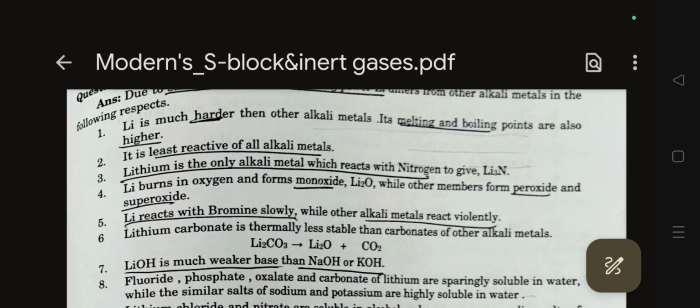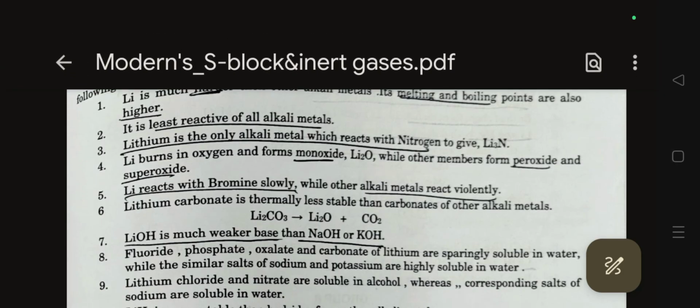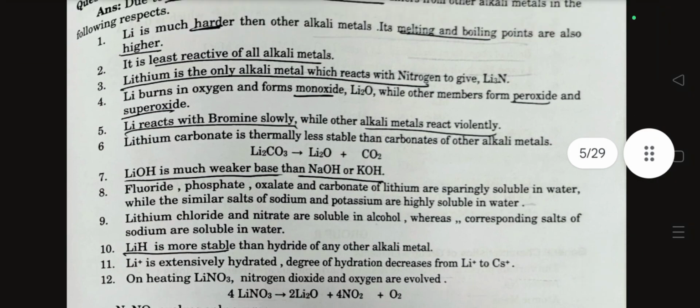Lithium is the only alkali metal which reacts with nitrogen to give Li3N. Lithium burns in oxygen and forms the monoxide Li2O, while other members form peroxide and superoxide. Lithium reacts with bromine slowly, while other alkali metals react vigorously.